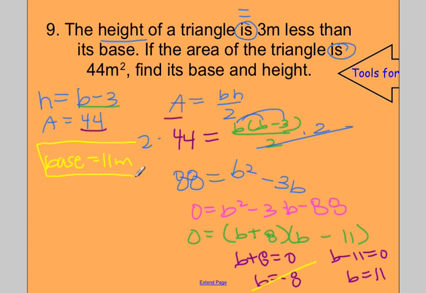Now I need to find my height. Remember, the height is the base, 11, minus 3. So my height is equal to 8 meters.